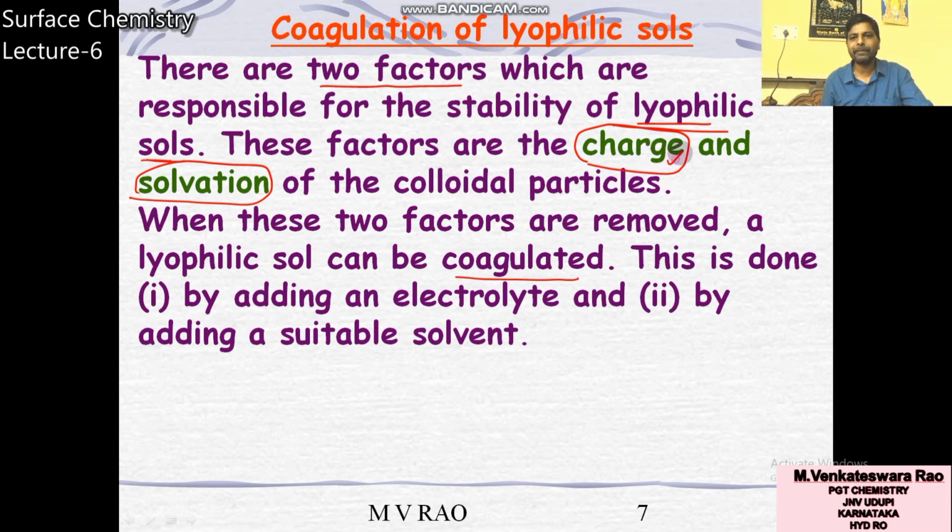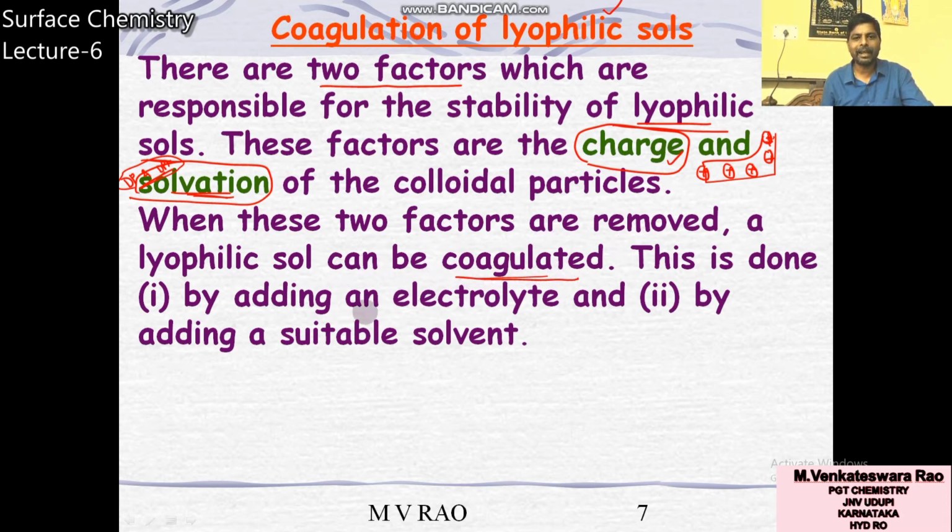How is charge influencing? Because all colloidal particles have the same charge, because of repulsion between the like charges, they are always in movement, Brownian movement. So that's why colloids are stable. Second one, solvation. When the dispersed phase and dispersion medium are attracted more strongly, held together strongly, then that sol is called a lyophilic sol. If these two factors are removed, a lyophilic sol can be coagulated.